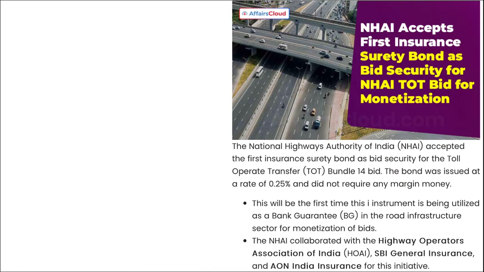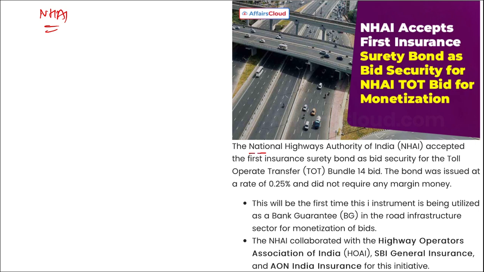Next is NHAI has accepted the first insurance surety bond as the bid security for the NHAI Toll Operate Transfer bid for monetization. I repeat, NHAI has recently accepted the first insurance surety bond as bid security. When you are bidding for something, right, you have to first give your security to that particular organization. So for that security, insurance surety bonds were put as security for the NHAI TOT bid for monetization.